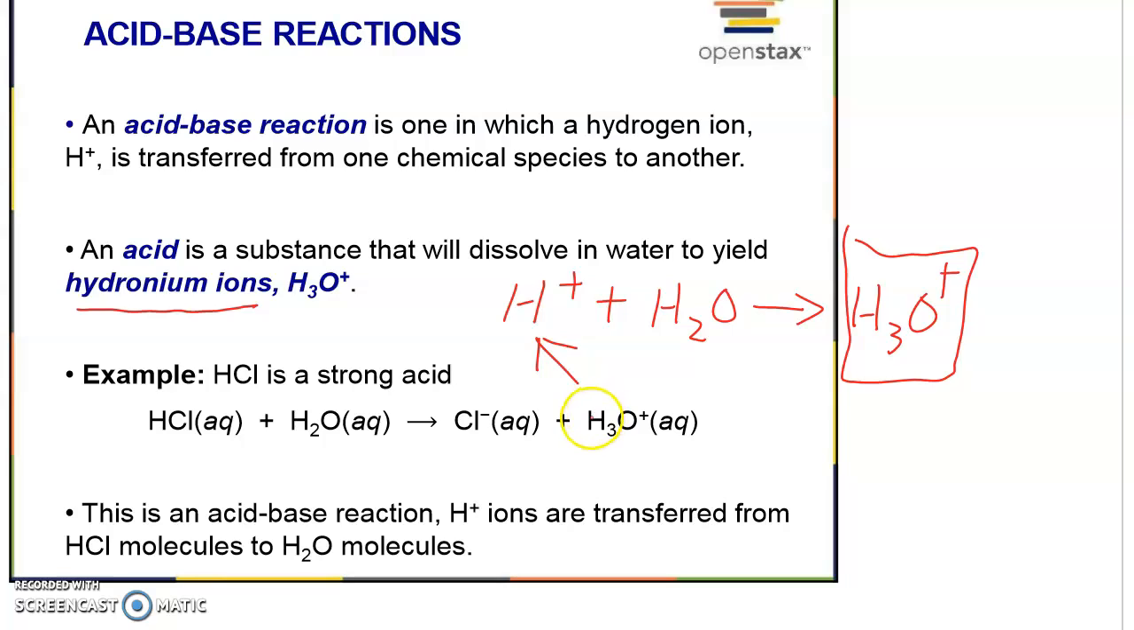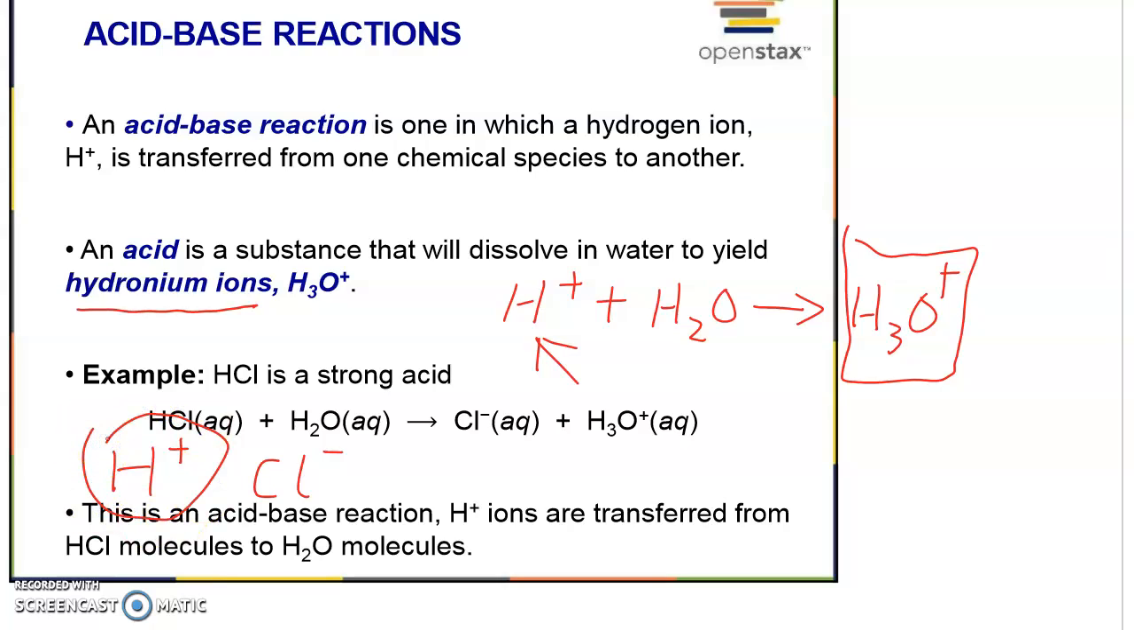So in other words, whichever ionic compound dissolves in water and produces H+, that will be considered as an acid. For example, over here, HCl is an acid because when it dissolves in water, it's going to produce H+ and also Cl-. That's why it is an acid.